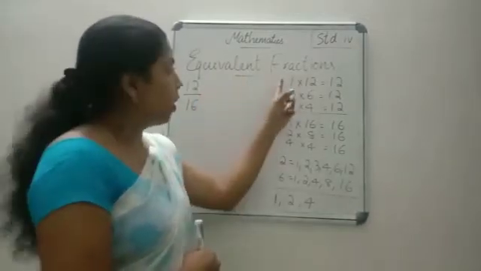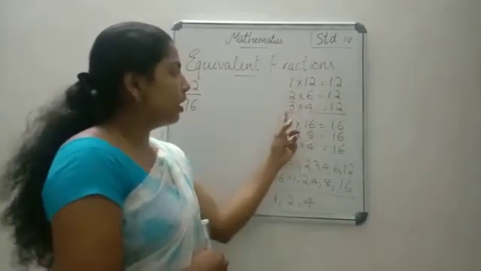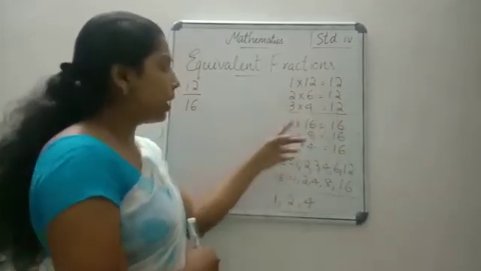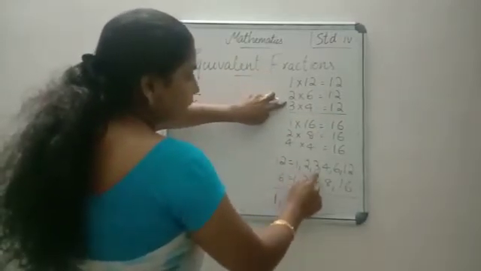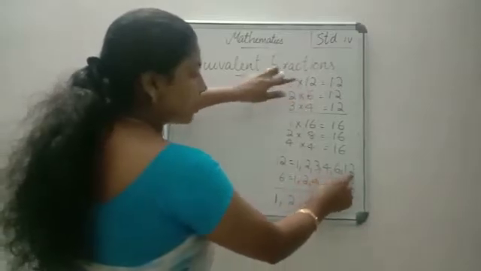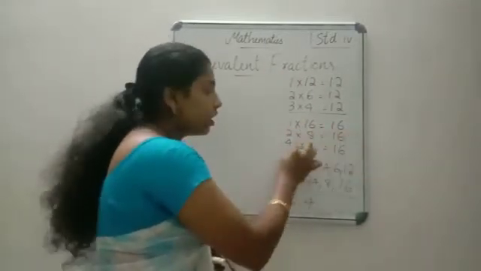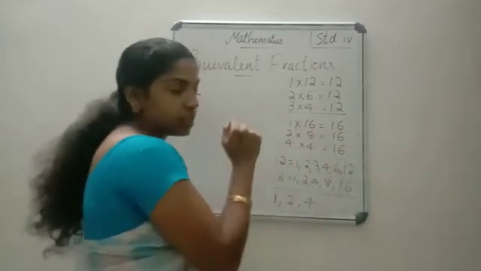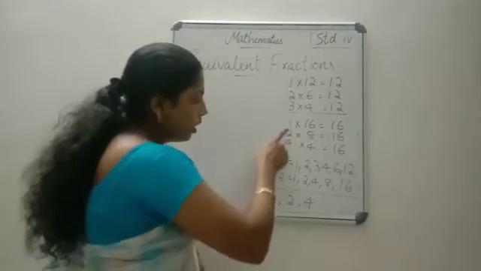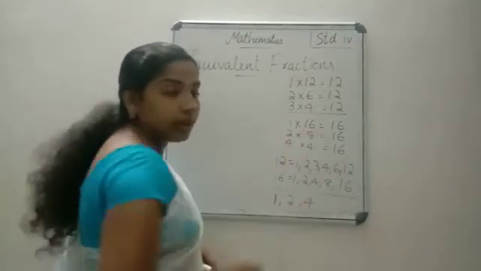Factors of 12. 1 into 12 is 12. 2 into 6 is 12. 3 into 4 is 12. From that, the factors are 1, 2, 3, 4, 6 and 12. Then 16. 1 into 16 is 16. 2 into 8 is 16. 4 into 4 is 16. From these, the factors are 1, 2, 4, 8 and 16.